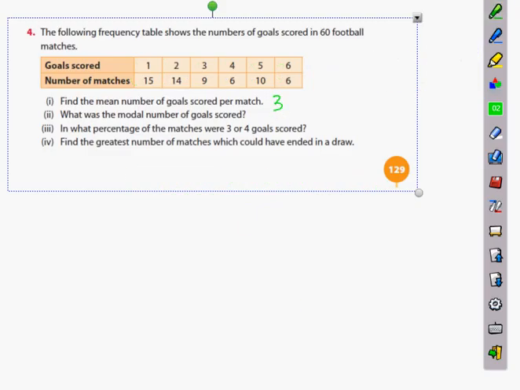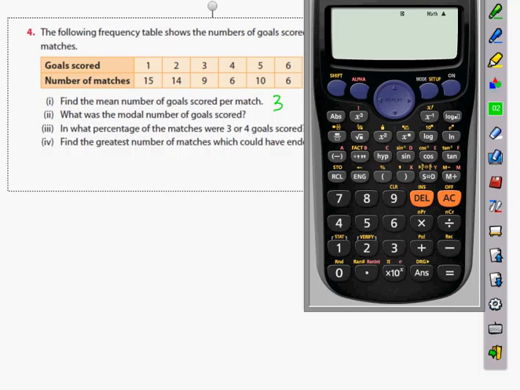We can use what's called stat mode in our calculator. Everybody do it at the same time as me. Press Mode, then Stat, number 2, one variable. One variable means you have one thing going on in your life, so the only thing we're talking about is goals scored. So you've got one variable and you get a table like this. The problem with the table like this is you can't put in how many times it happens.